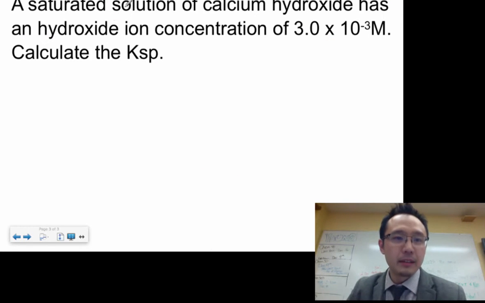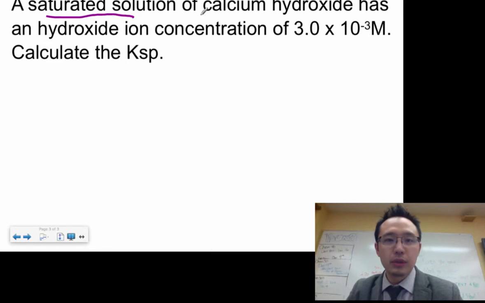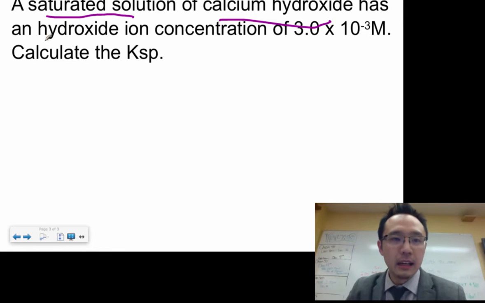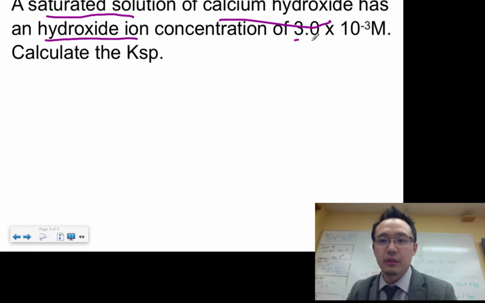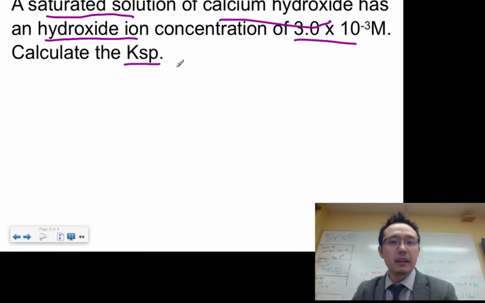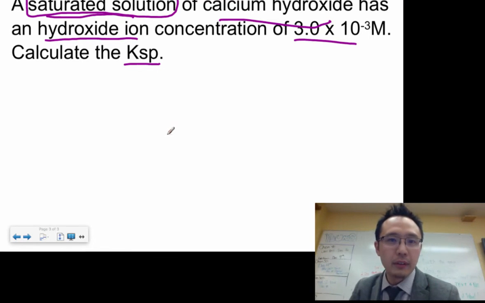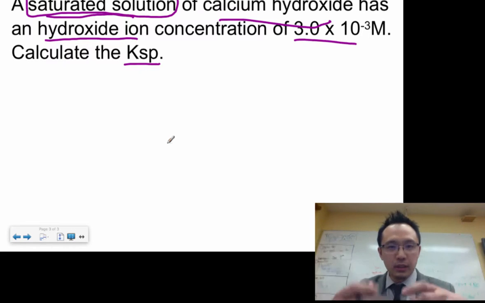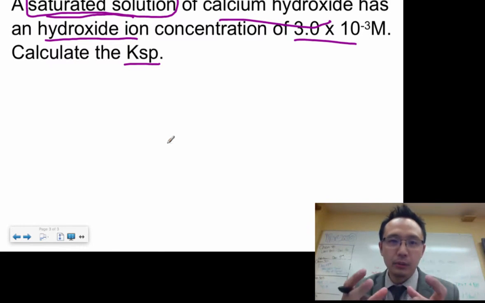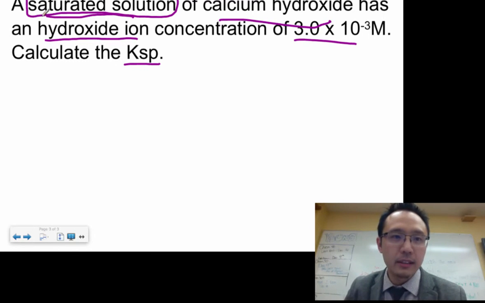Next example is, let's see this. A saturated solution of calcium hydroxide has a hydroxide ion concentration of this. Calculate the KSP. So first thing you want to know is that a saturated solution is the maximum amount of solute you can have in a solution. That means that you dissolve all your solid and then the solution cannot hold any more solute. So it cannot hold any more calcium hydroxide. So that's what a saturated solution represents, the maximum amount.